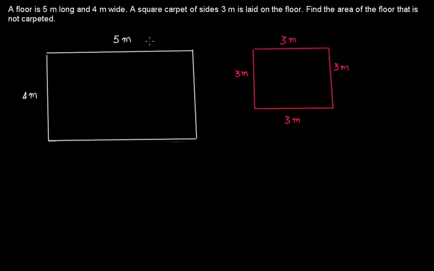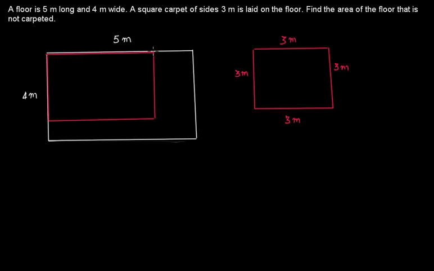If this is the condition, this is our rectangular floor, this is a square carpet of sides 3 meter, and we have to lay down this carpet, we have to cover this floor using this square carpet. Now, let's suppose that if I place this carpet here, let's say that it comes something like this. Okay, so it's covering here and it has covered here.